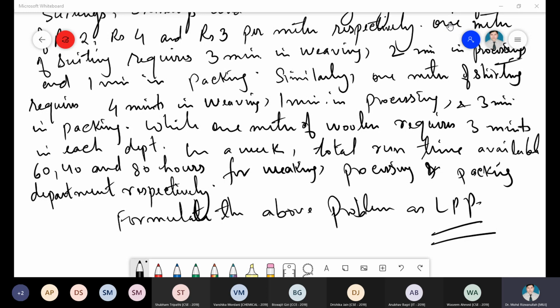Yeah, anyone who has summarized this problem, can you tell me what is the problem? What is the LPP?